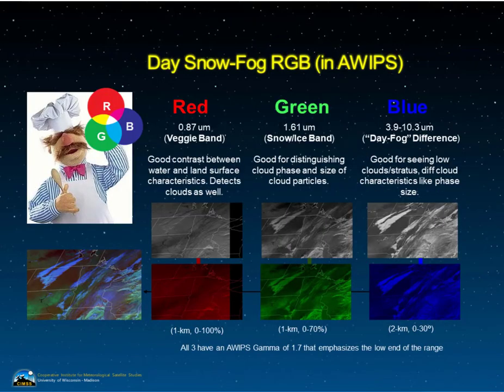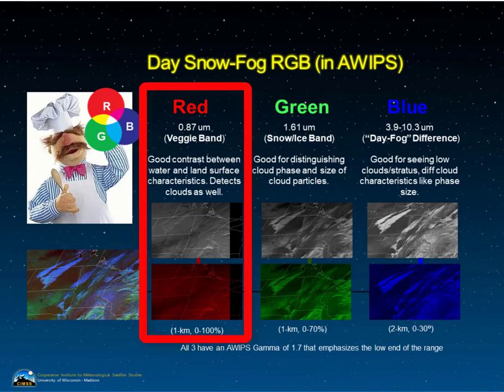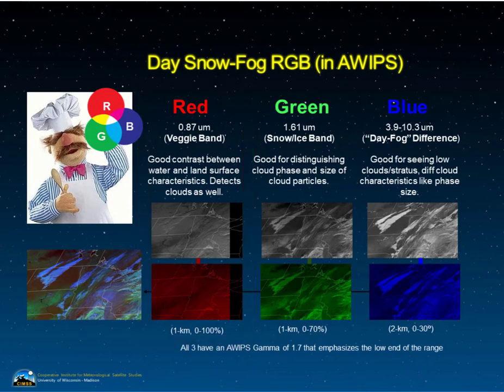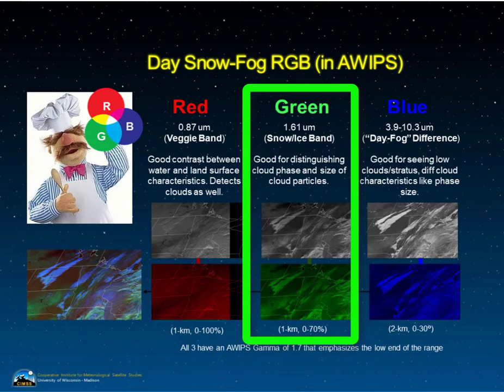The Day Snow Fog RGB is in AWIPS. This RGB includes in the red the veggie band, 0.87 micrometers. This has good contrast between water and land surface characteristics, and it detects clouds as well. Clouds over snow in the 0.87 micrometer are difficult to detect though, because everything is bright white. The green in this RGB is the 1.61 micrometer snow ice band, and this is good for distinguishing between clouds made up of water droplets and underlying snow.